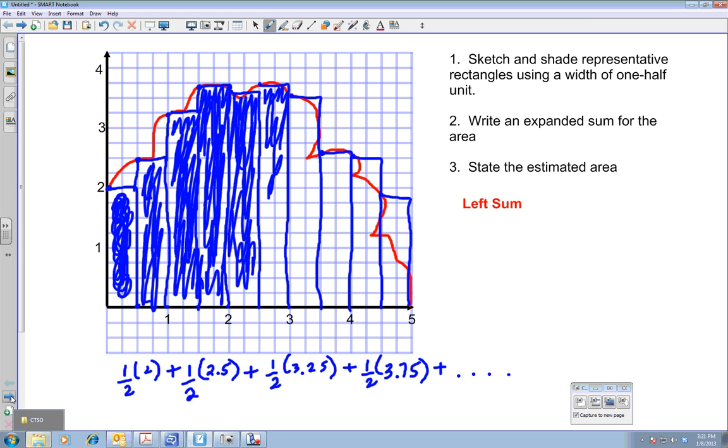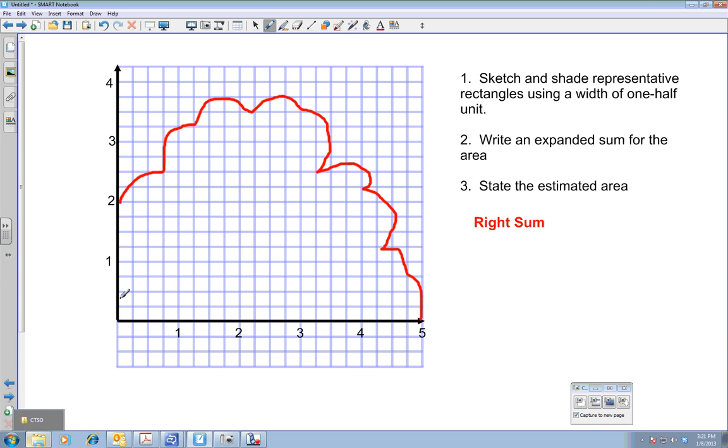Let me show you what the right sum looks like. Same type shape, but this time I'm still using 1/2 as my unit. This time the right side of my rectangle is going to touch. So I know here's my base, 1/2. So I'm going to go up, find my graph, and this time the right side has to touch the graph. So there's my first one. My next one would be at 1, so I'm going to go out and find my graph. The right side. So you see the difference between the left side and the right side?